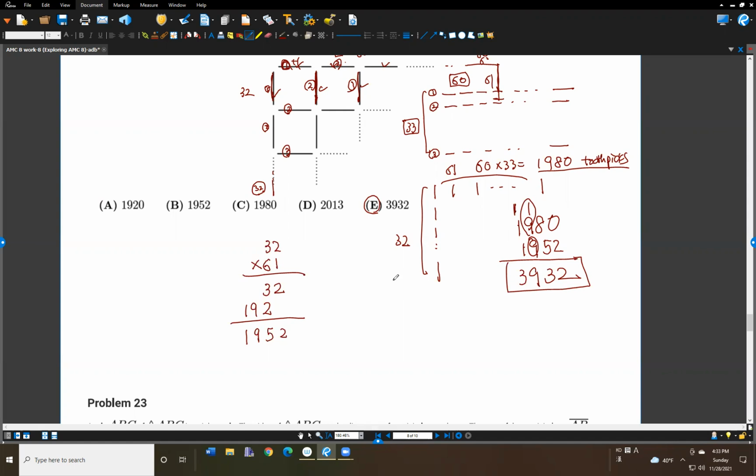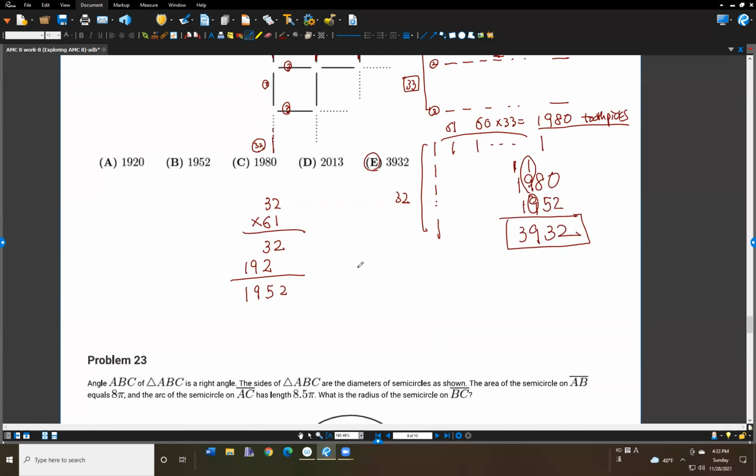Any questions about this number 22? You can figure it out, okay?